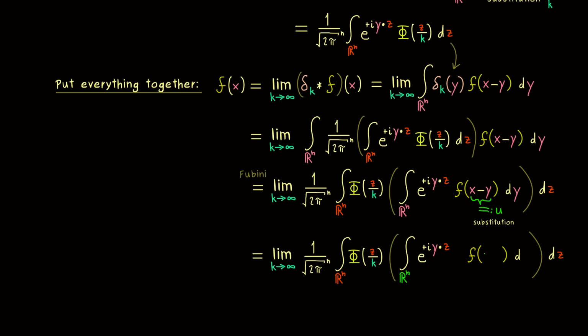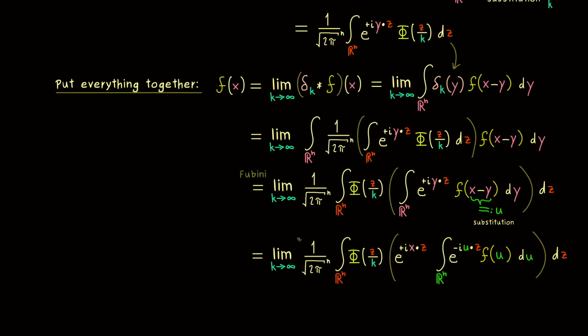Instead of x minus y, we just have u, and dy is the same as du. But now in the exponential function, instead of y, we have x minus u. So we have x in the inner product with z with a plus sign, and u in the inner product with z with a minus sign. And obviously we need the one with the minus sign, and the other exponential function we can just pull out. So let's put this in front of the integral.